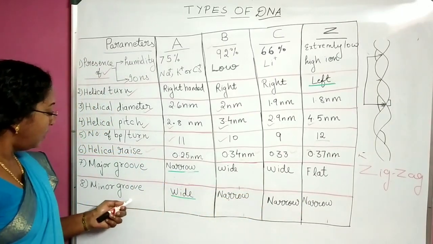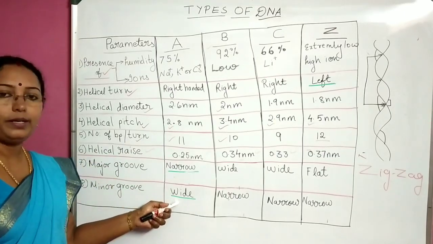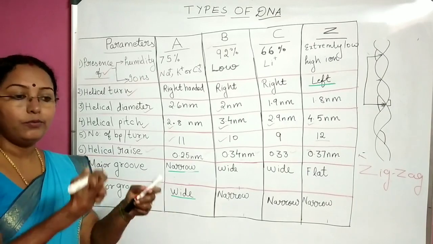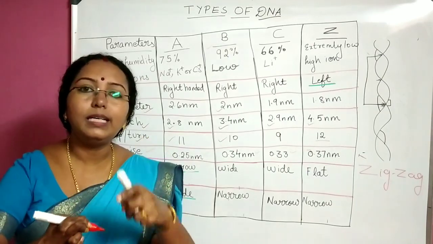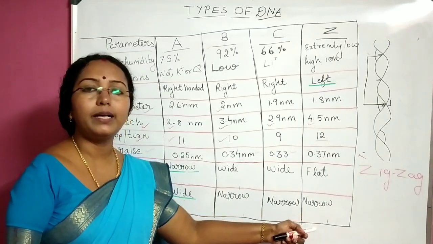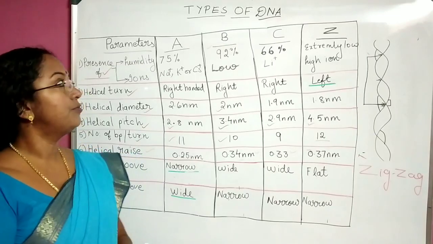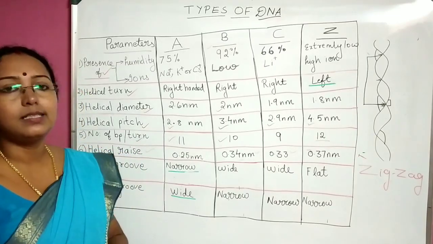Now look at the minor groove. Minor groove is just opposite. A DNA will be very wide. The minor groove will be very wide and it will be very deep. But in the other three forms of DNA, the minor grooves are very narrow. So these are the features of A, B, C and Z DNA.